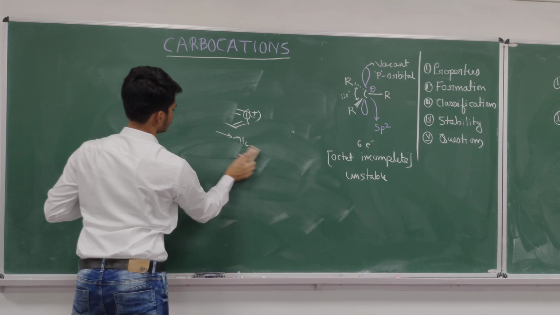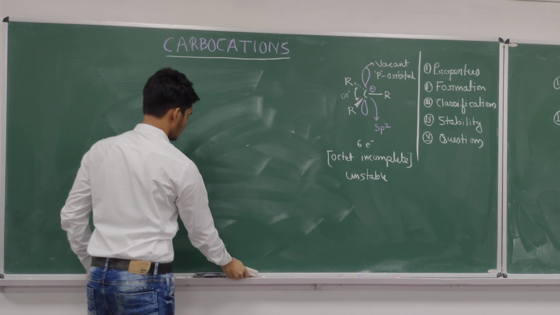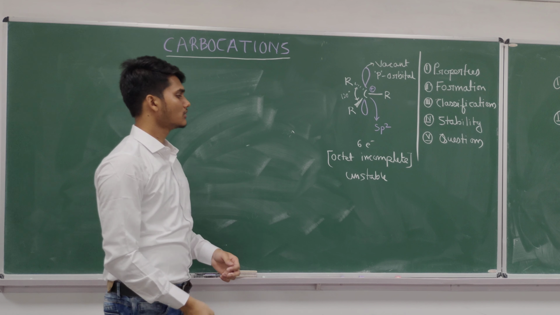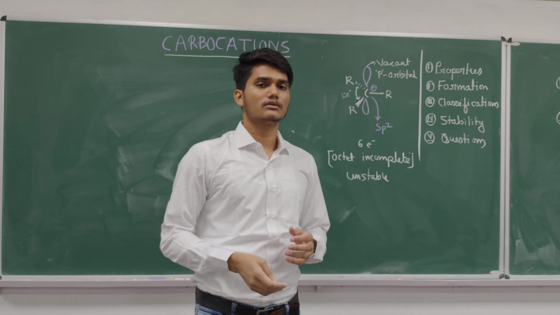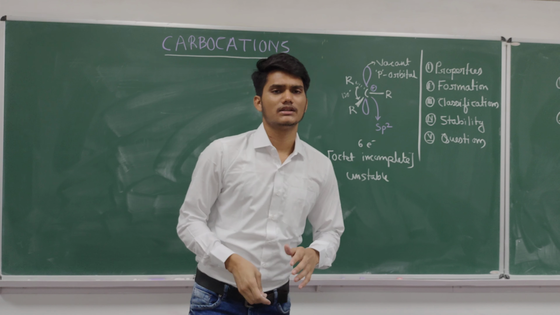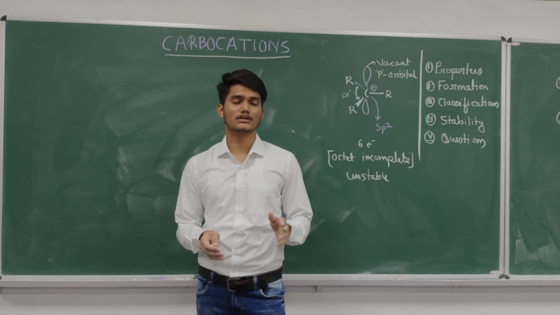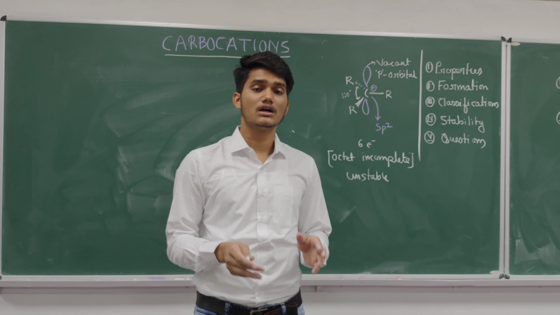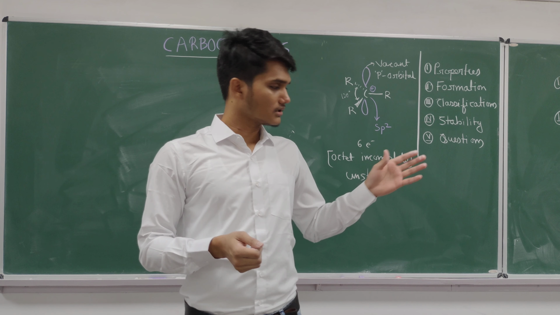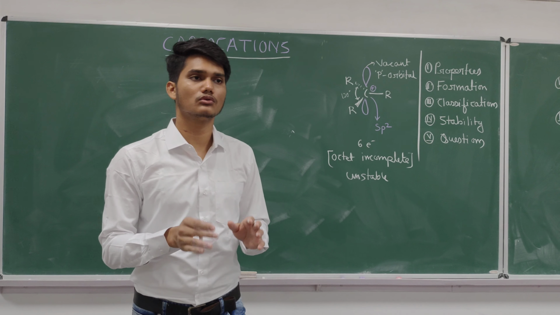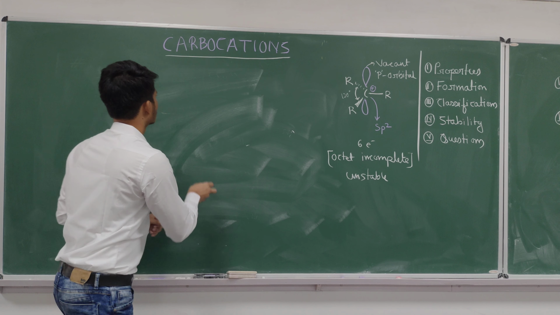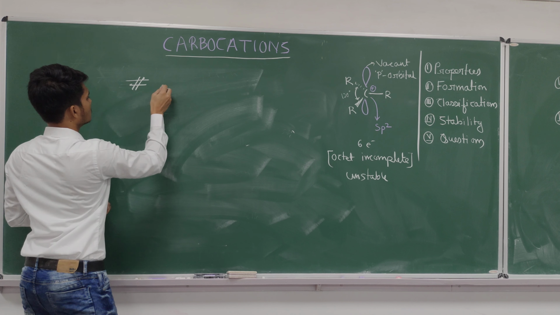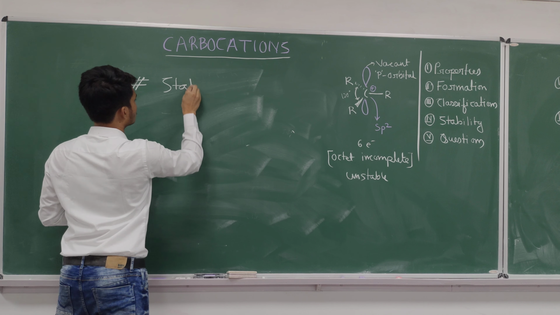Now we will understand the stability of carbocations. So why do we need to bother about the stability of carbocations? See, there are several reactions. The rates of those reactions basically depend upon the stability of carbocation, like the ethanol reaction itself. So we need to know about the stability of carbocations. So the next topic is stability.